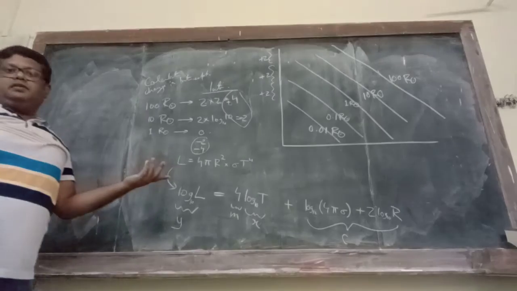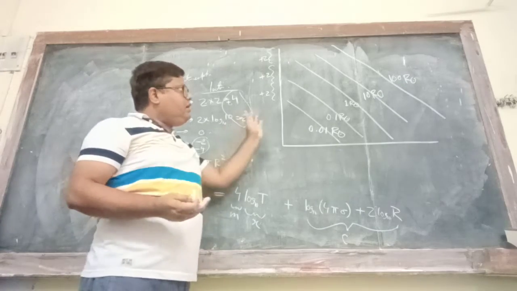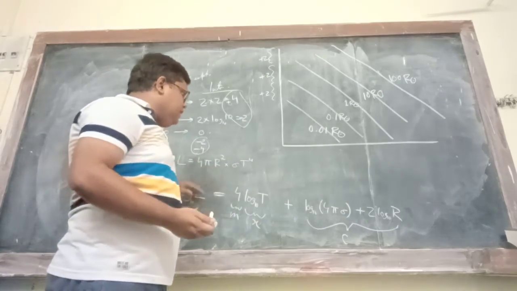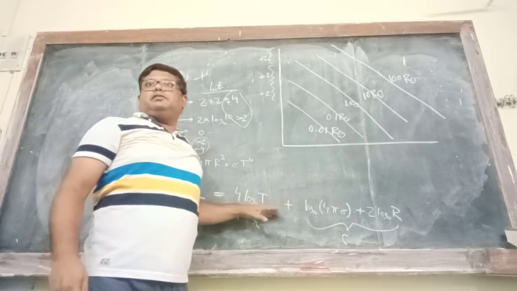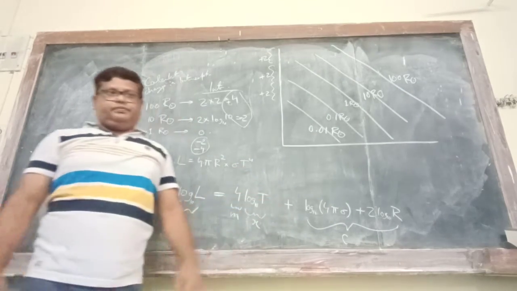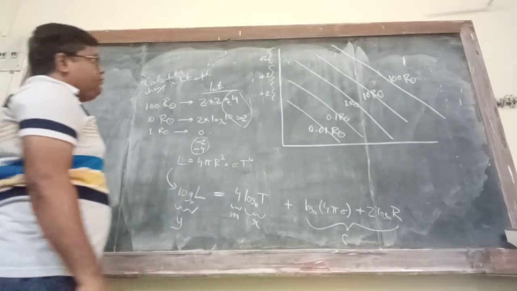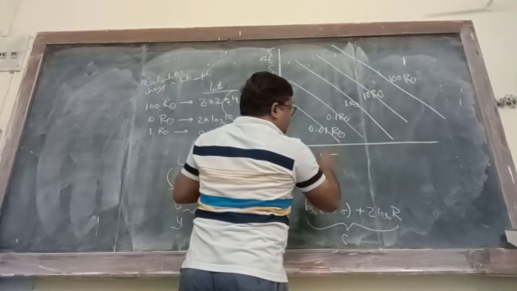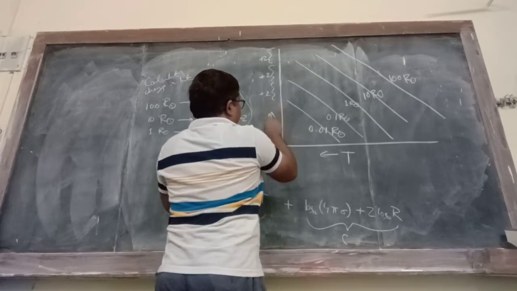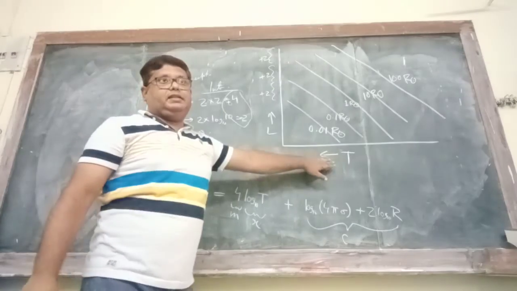Very basic thing. We are just doing this by observing the nature of this relation. Okay. So, constant radii curves on the theoretical HR diagram. Of course, don't forget to write this on the axis.